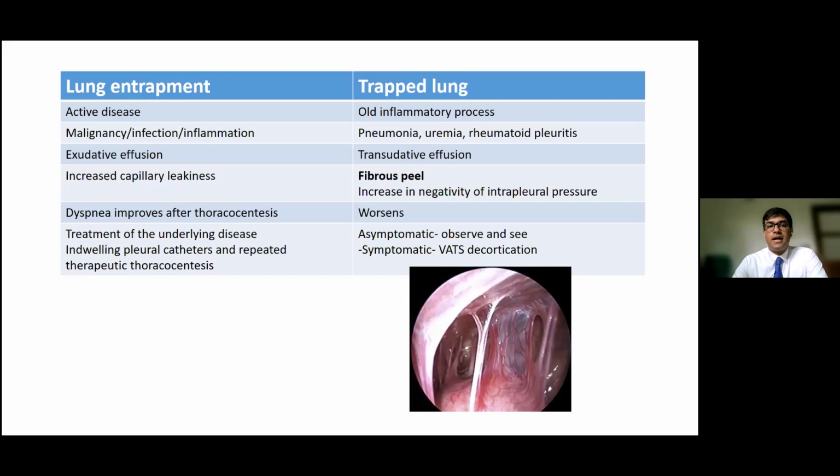In case of trapped lung, it is usually due to a remote inflammatory insult which has occurred in the past, such as pneumonia or uremia. It's a transudative effusion formed due to the increased negativity of the intrapleural pressure due to a fibrous peel. As you can see in the diagram, there are multiple strands formed in the pleura, causing interference and increase in negativity of the intrapleural pressure. So in such patients, dyspnea worsens following thoracocentesis. If the patient is asymptomatic, you can observe and proceed. However, if the patient is symptomatic, they need VATS decortication.